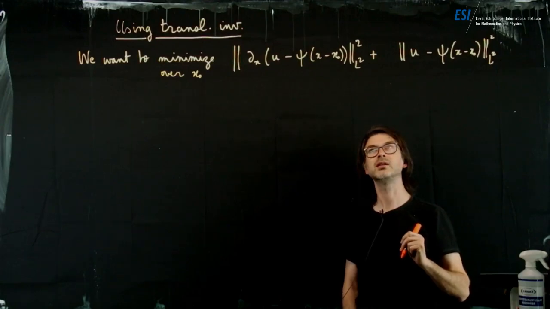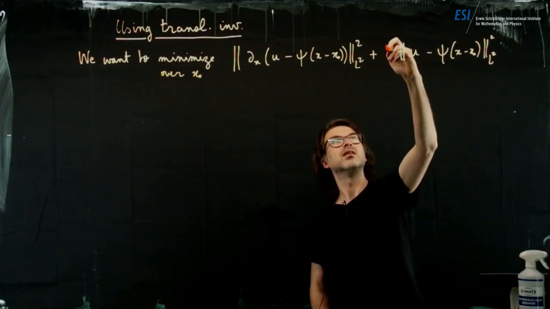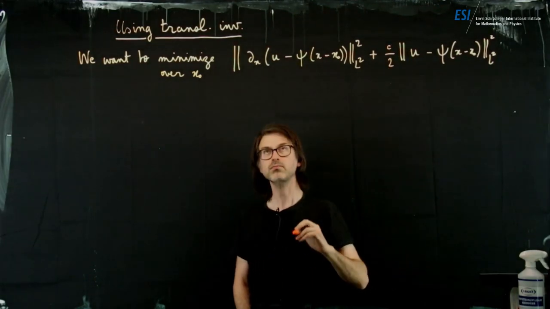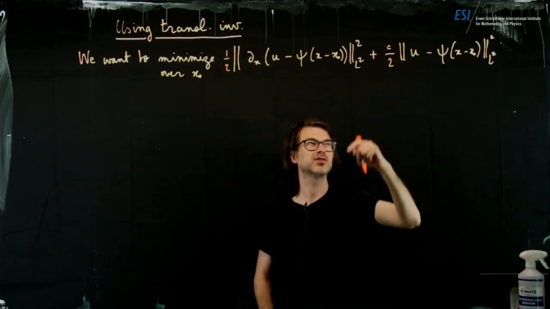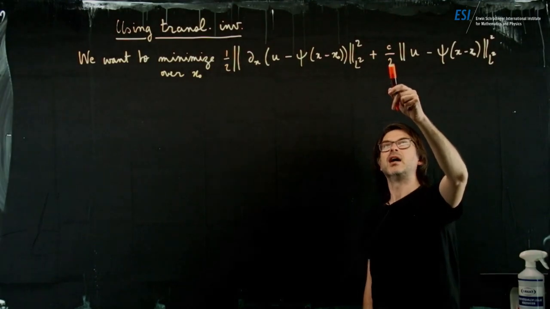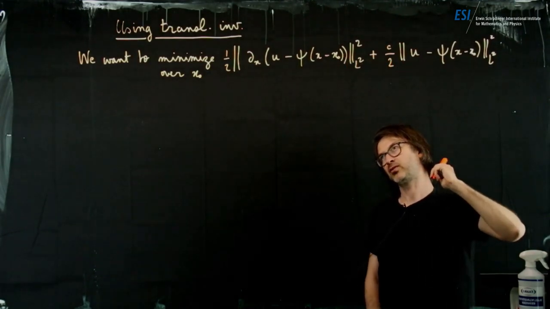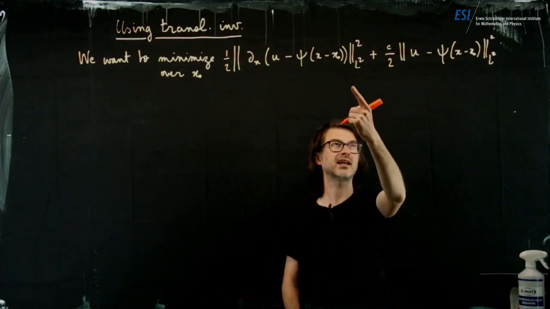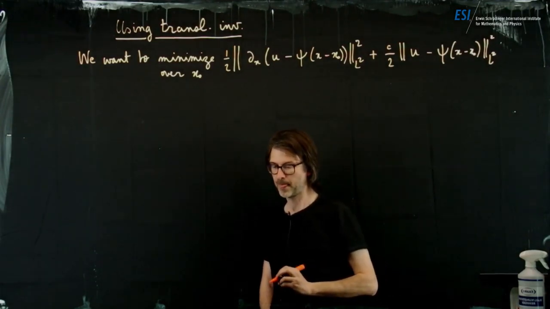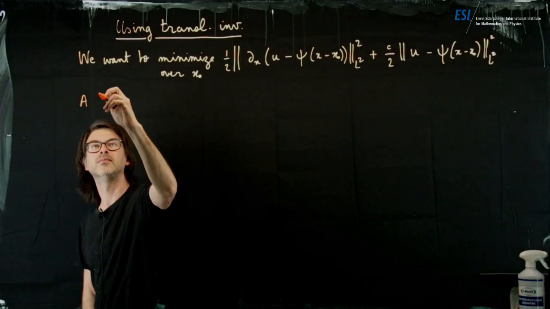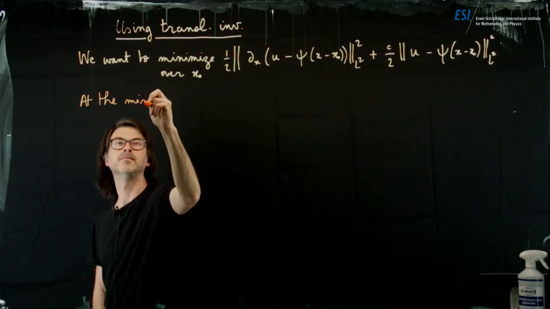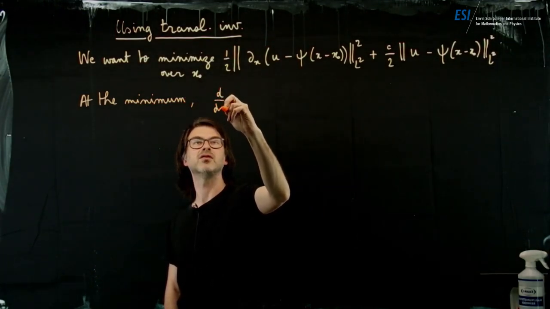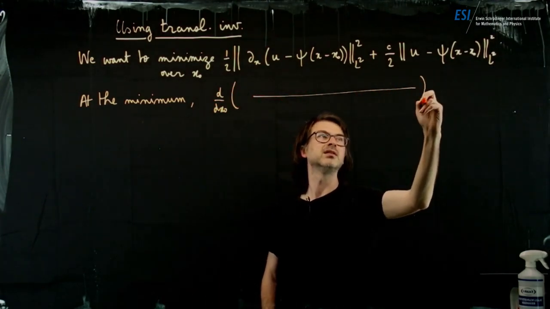That would be the H1 norm, right? But it turns out it's a bit simpler if here you put the speed of the soliton, c, which remember has to be positive. And of course, this quantity is equivalent to the H1 norm. So, let's admit that this has a minimum. This is not hard to see. Then at the minimum, the derivative over x naught of this whole mess is zero.